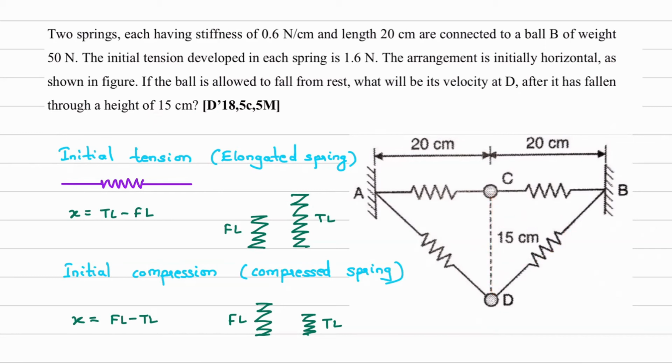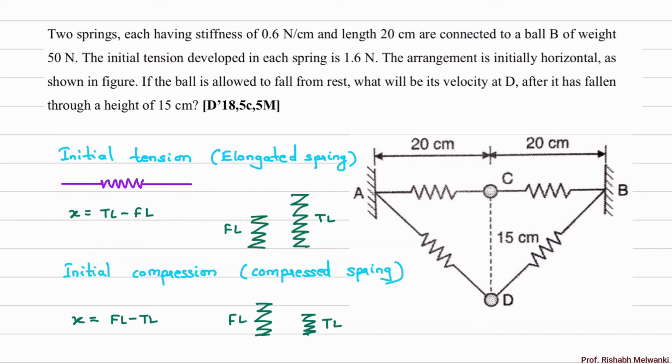So now here we will understand the concept of initial tension and initial compression. So this is a spring. Now this is the free length of the spring and spring is elongated, meaning spring is being pulled in this direction like this. So this is the total length of the spring. So what will be the deformation of the spring? It will be total length minus free length.